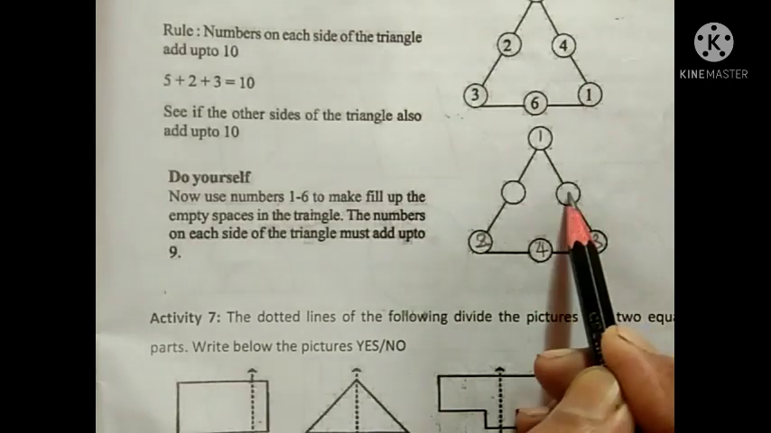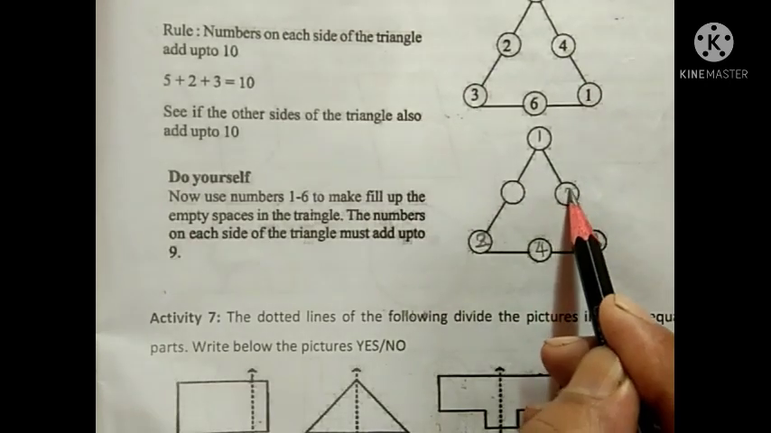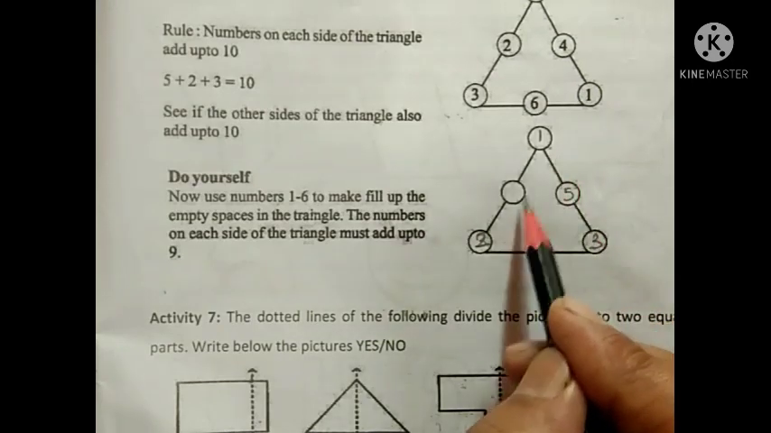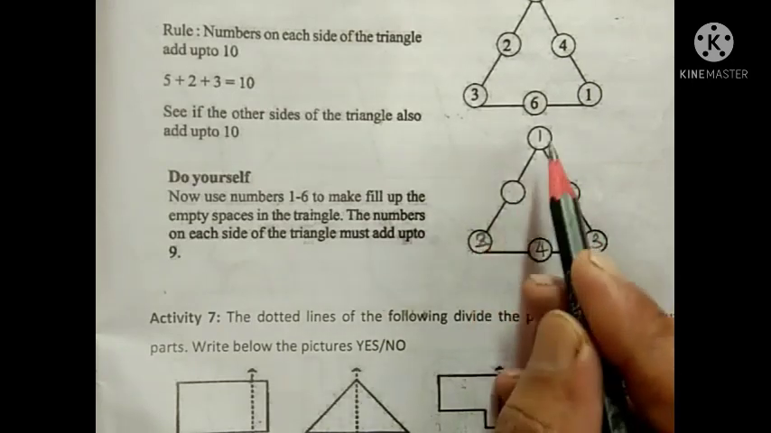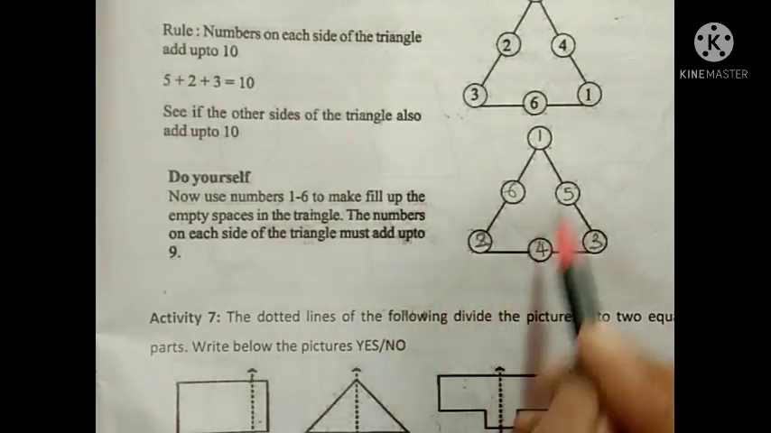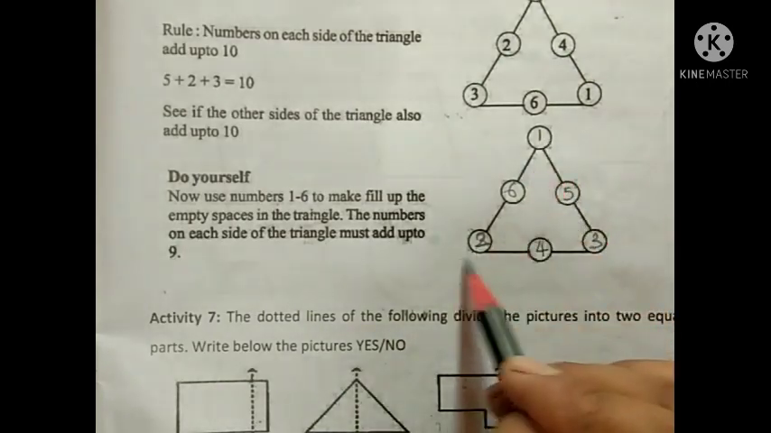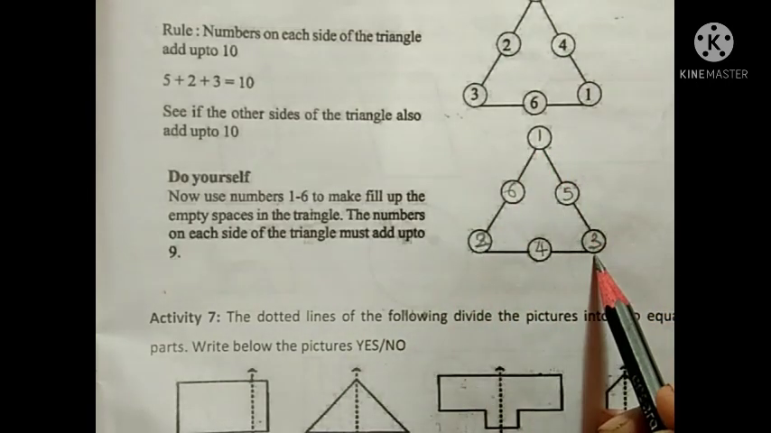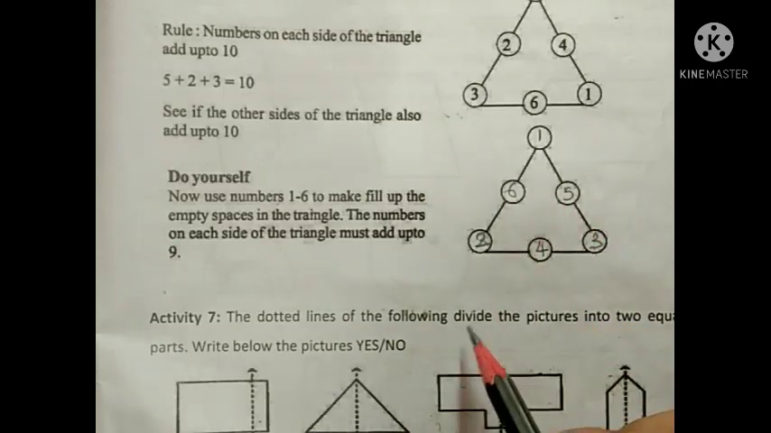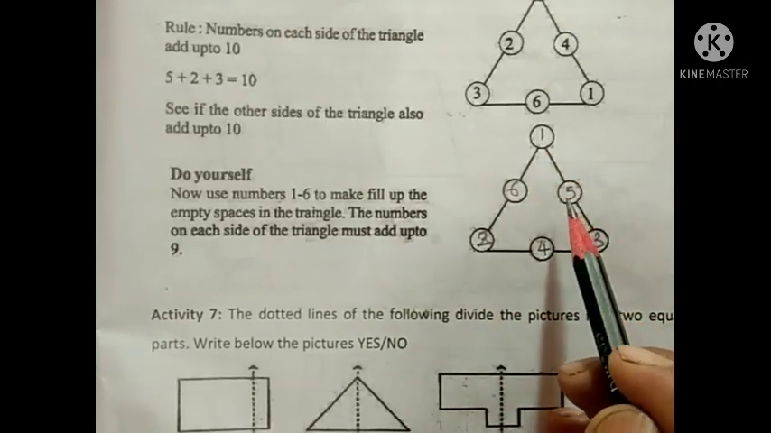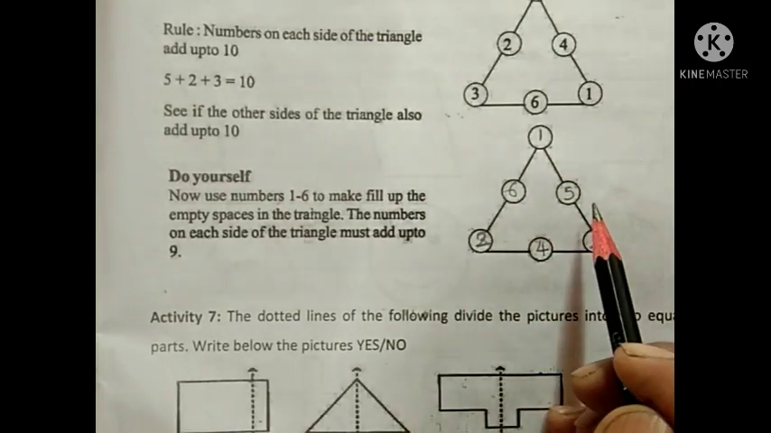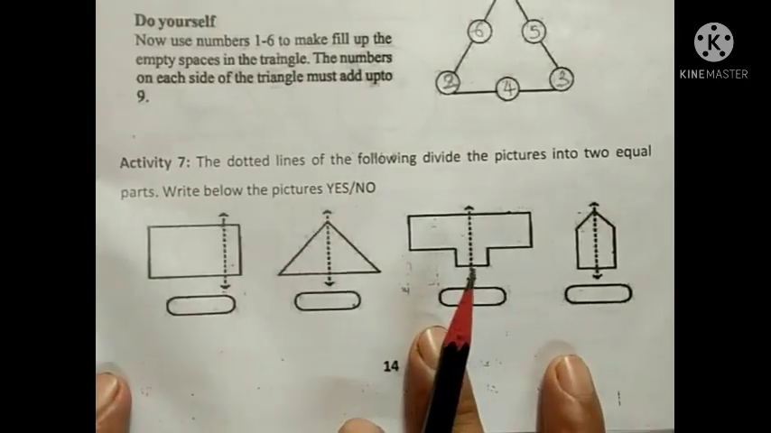Then next, 5 you can write here: 5, 6, 7, 8, 9, you can write 5 here. Then 6 is left, so 6, 7, 8, 9, yes, 6. Okay, first all the corners you have to write the small numbers 1, 2, 3, then the remaining 4, 5, 6 you have to write, then each side you will get 9. Okay, next one, see the activity.